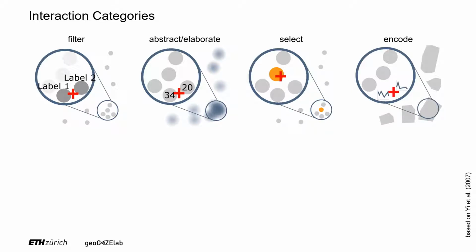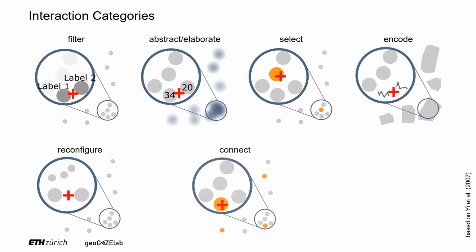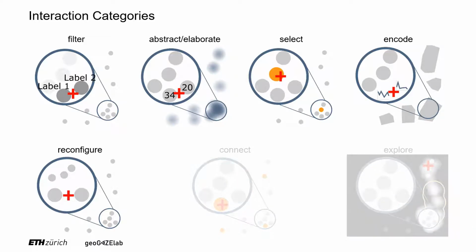Encode, show me a different representation. Reconfigure, show me a different arrangement. Connect, show me related items. And explore, show me something else. In our implementation, we focused on the first 5.